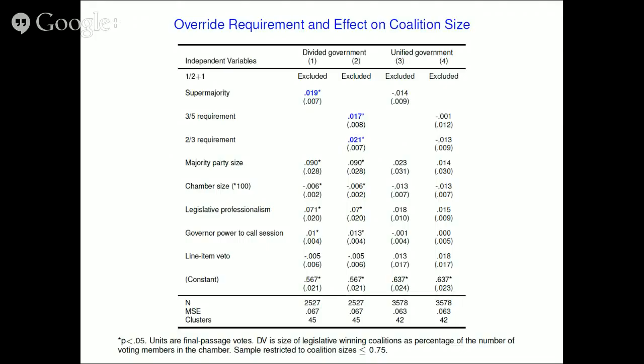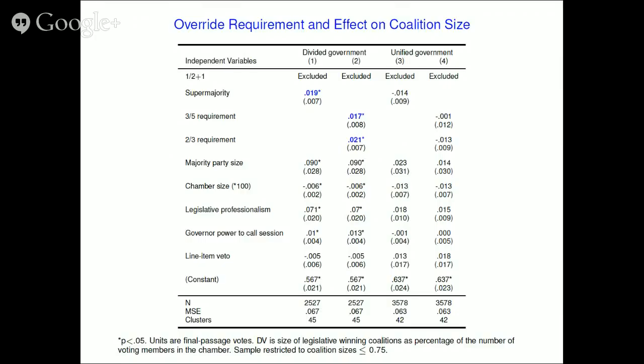I should say, I have other models I use to specify. Different models use different final passage cutoffs, 0.7 to 0.8. I also use a multi-level model to deal with the fact that votes are nested within states. With other specifications and other control variables, these results hold up and they're pretty robust.